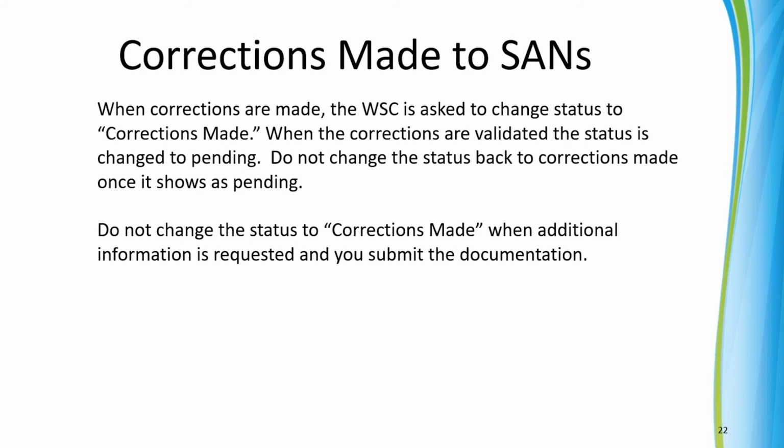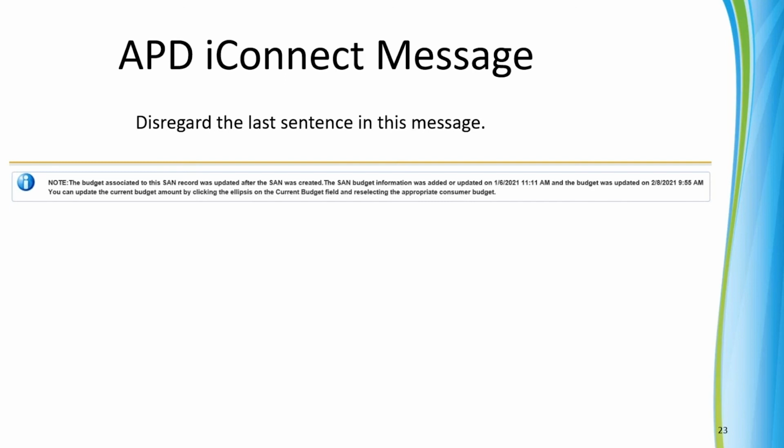Please, once it's pending, do not change it back to corrections made. It's in the note that I send to you, but I continue to see that people keep going back in and changing it back to corrections made after I've changed it to pending. That's my way of knowing that that SAN is ready to be put in the stack for assignments. So once it's submitted and it changes to pending, leave it alone. And don't change it to corrections made for other reasons, like when the submit date doesn't show up.